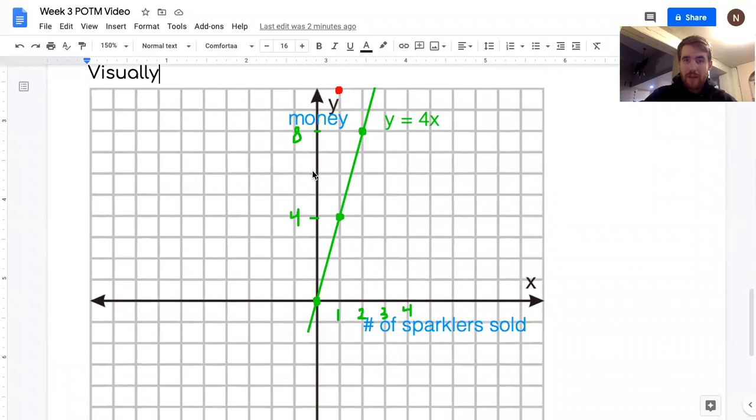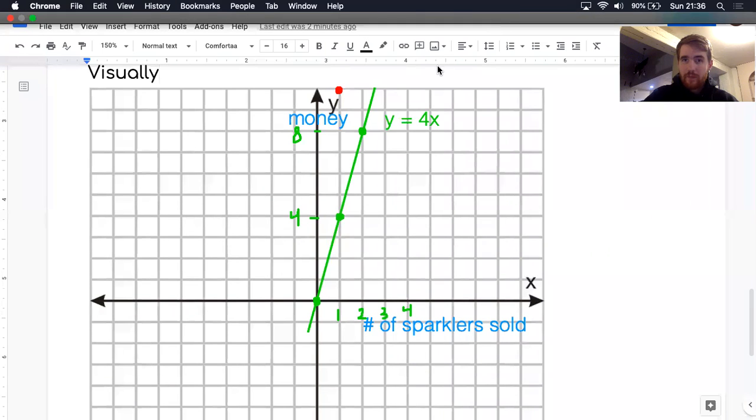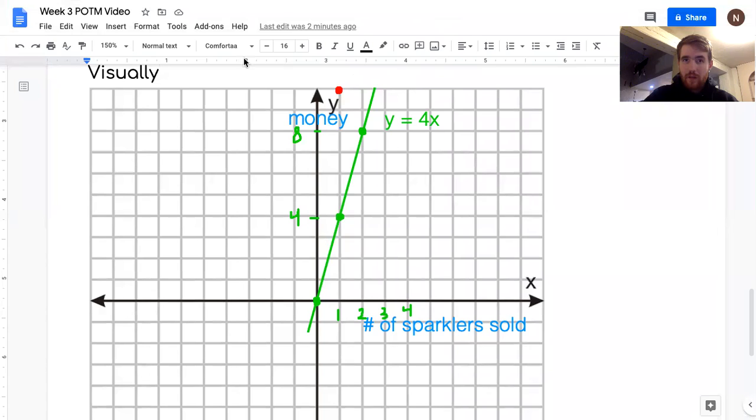So this is going to help us. If I can get this back. It was $2. And so again, now we would have a point up here for 2 sparklers sold. And obviously I did not make a big enough graph, but if you go ahead and keep plotting these points, you'll find that eventually the green line intersects with the red line.